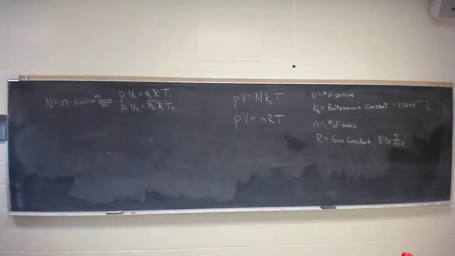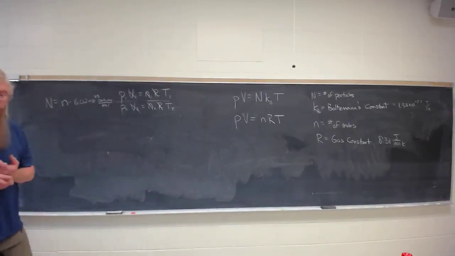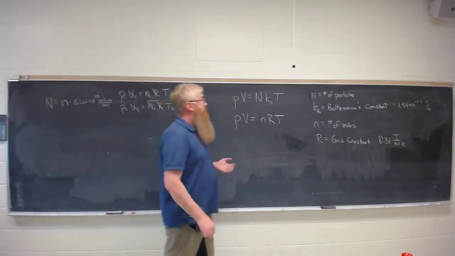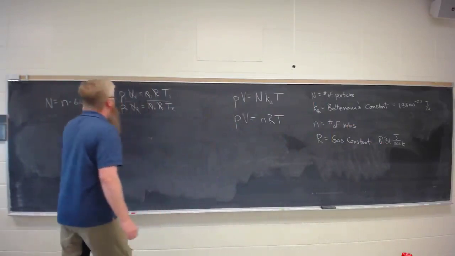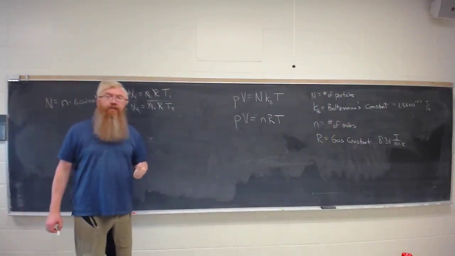Questions on that? So small n is moles, big N is the total number of particles. So if n was 1 mole, that means big N is 6.02 times 10 to the 23 particles.